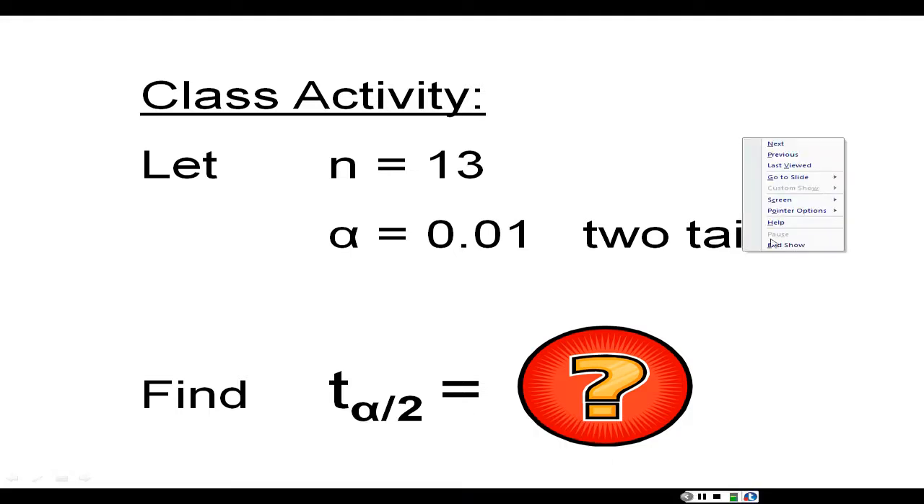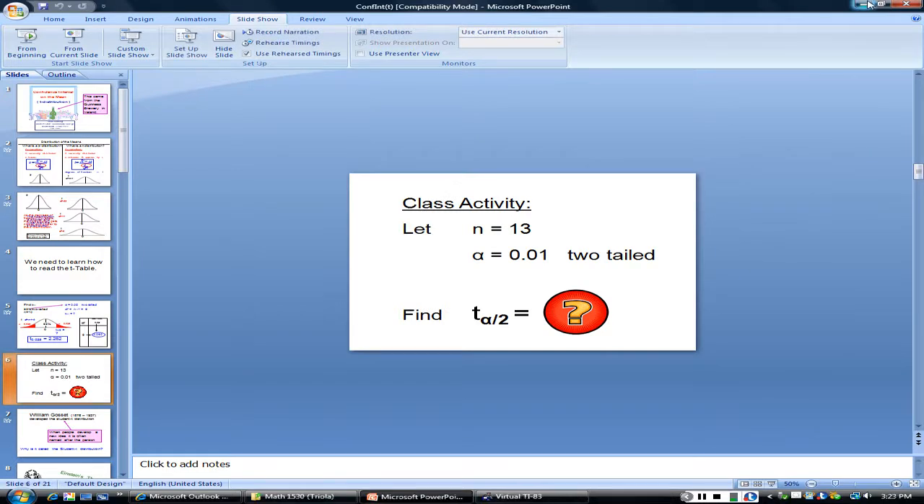Okay. Let's go to the t-tables. I thought I had put them in there.